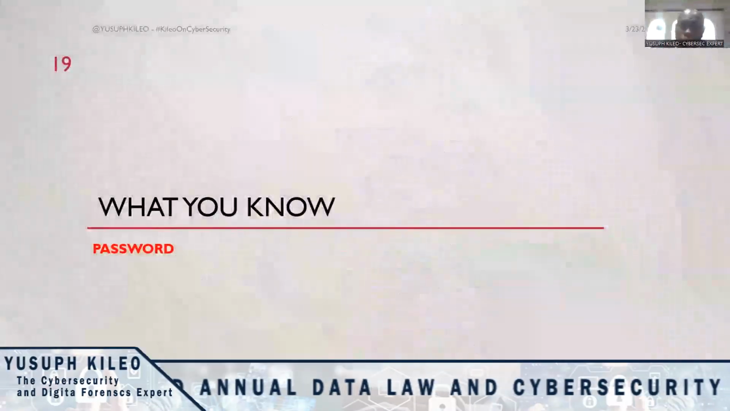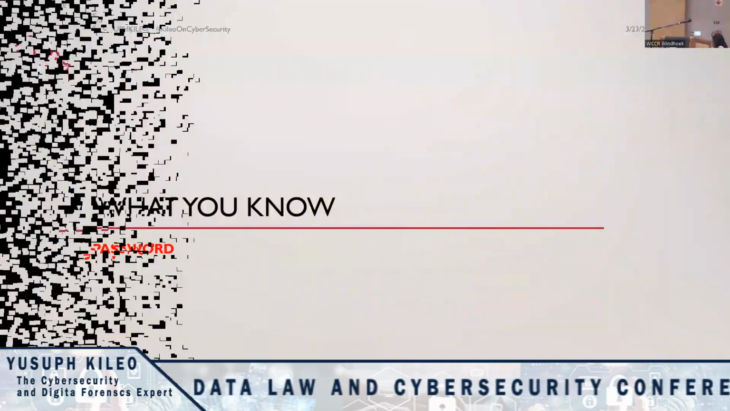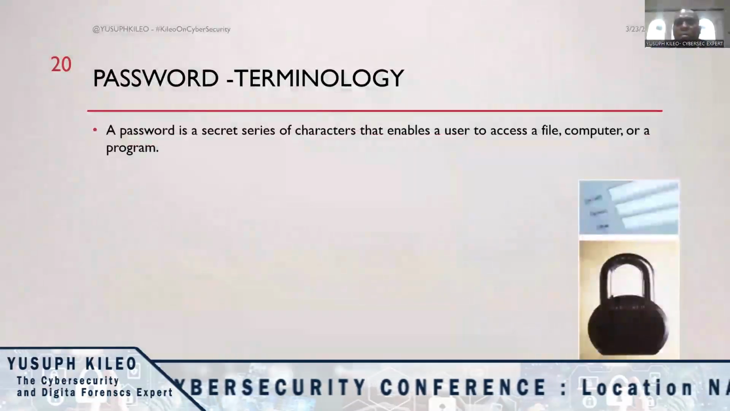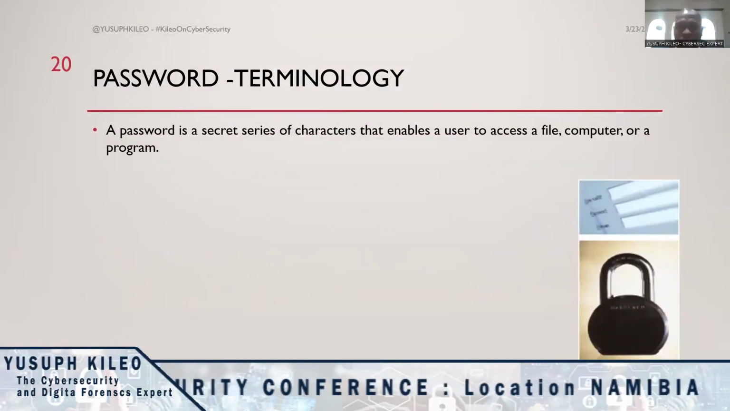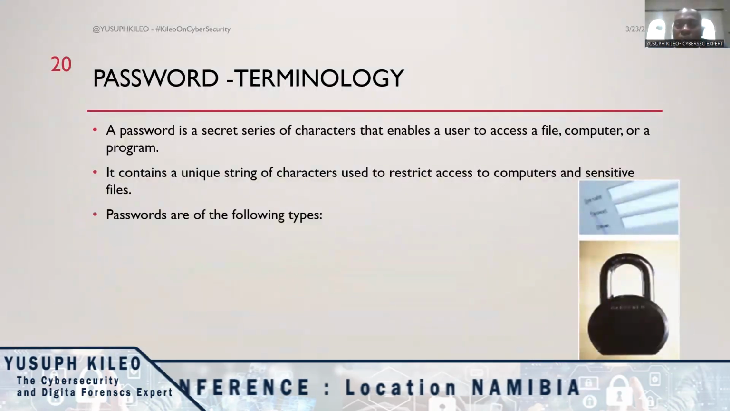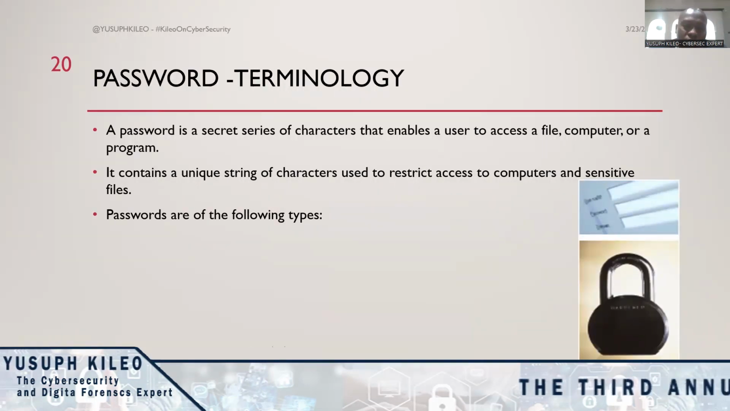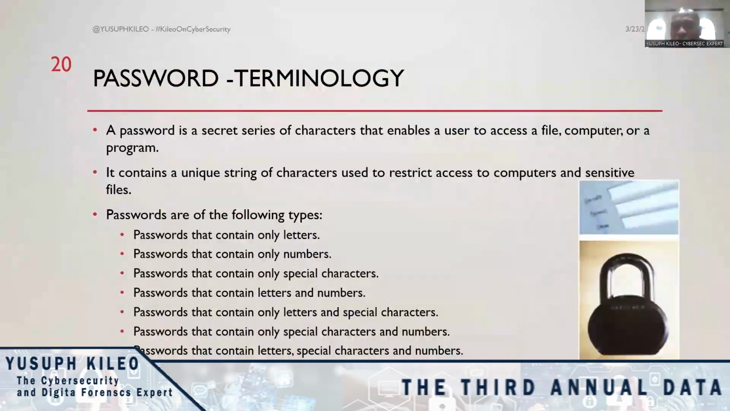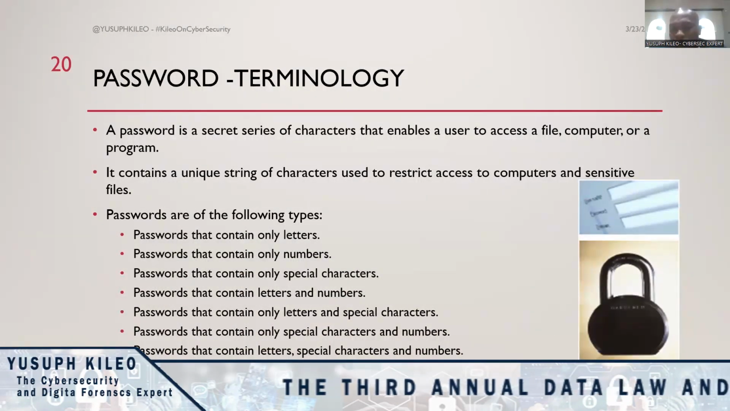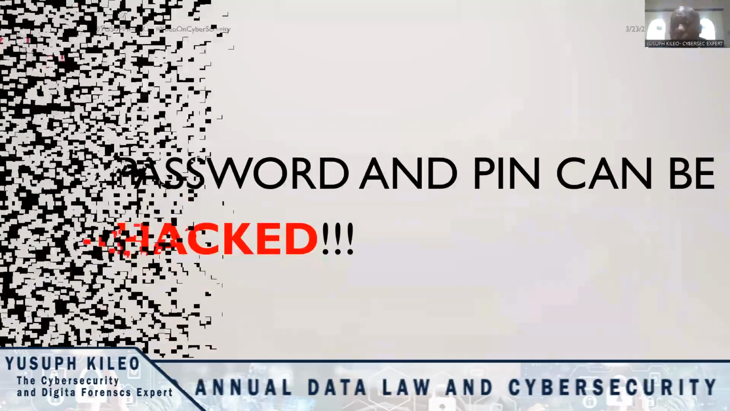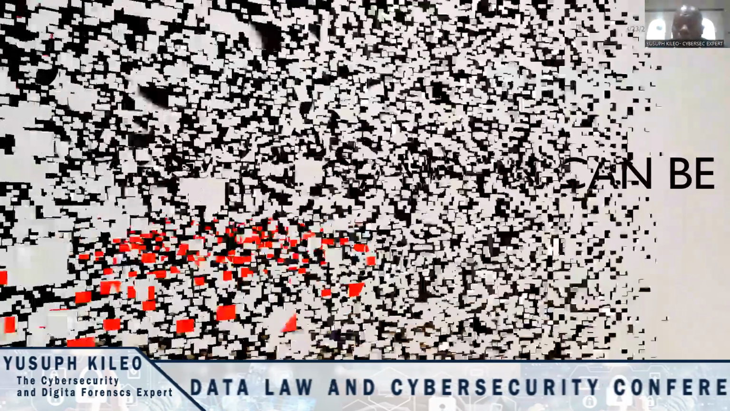The first one is what you know: password. By definition, passwords are secret words that can enable individuals to access files and computers. As I've said, they contain a unique string of characters to restrict people from accessing sensitive data. There are many types of passwords, from weak to strong, but I'll skip that part. Again, as I've said earlier, passwords can be hacked. People can hack our passwords. That's why we now think about second factor authentication, third, and so on.